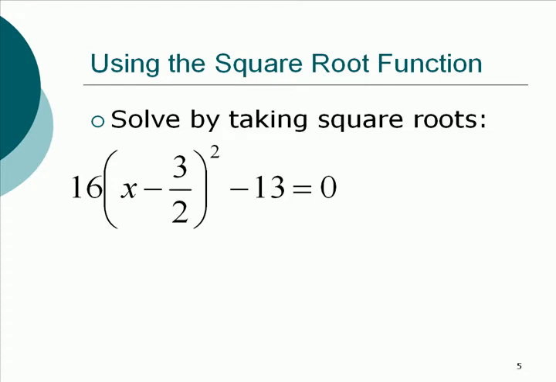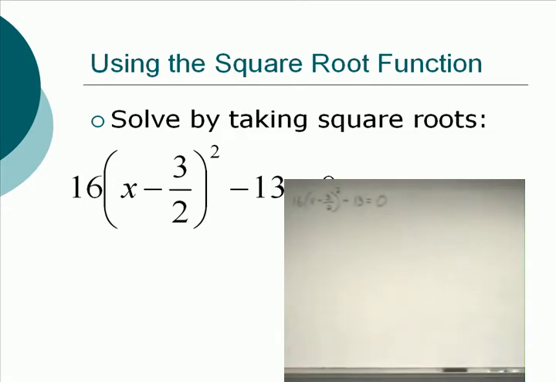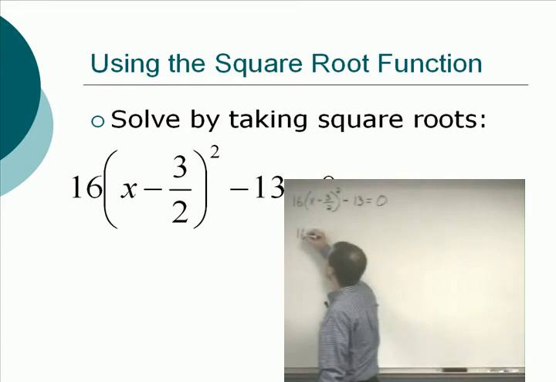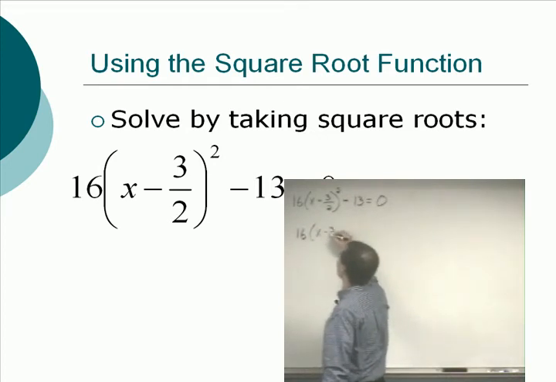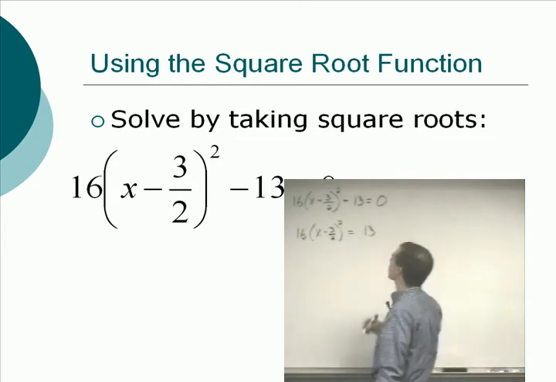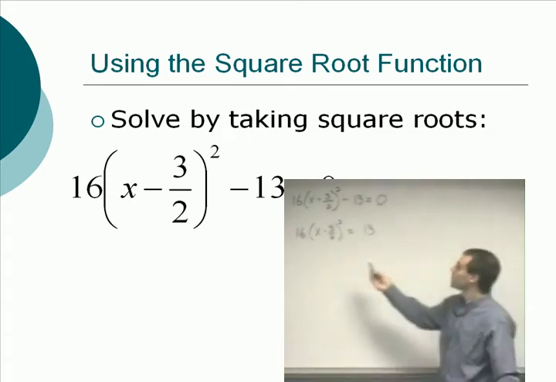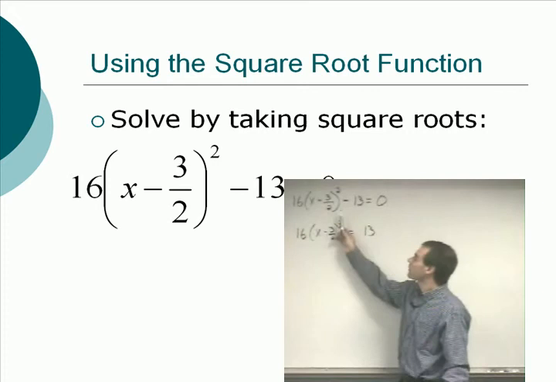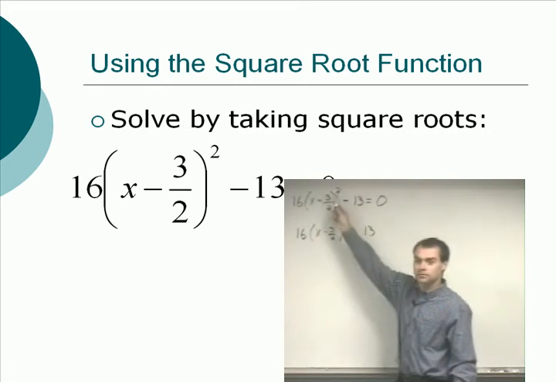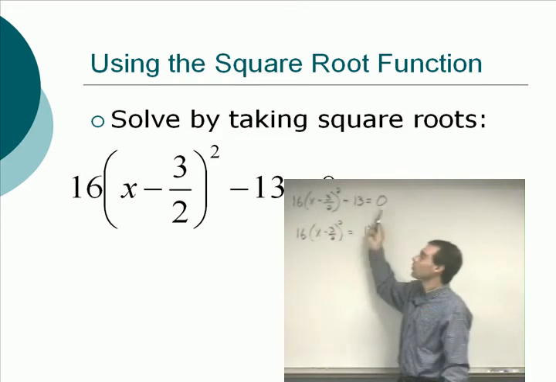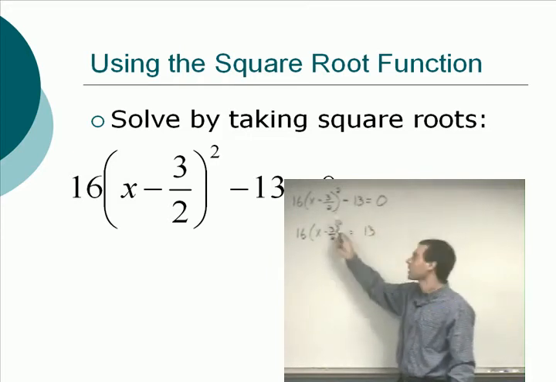Okay, same basic principle. Let's solve this one for x. What do we need to do first? Bump that 13 to the other side, so we have 16 times (x minus 3 halves) squared equals 13. We're adding 13 to both sides there. Because we want to get x by itself, so I'm starting to strip away everything to get down to that parentheses. Once I get down to the parentheses, then I can do like in the last example and take the square root of both sides, and then I can solve it for x.